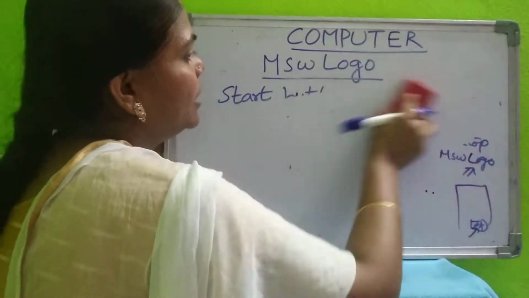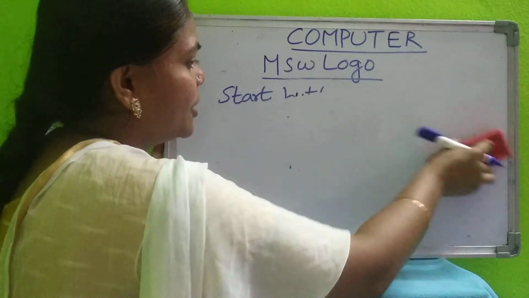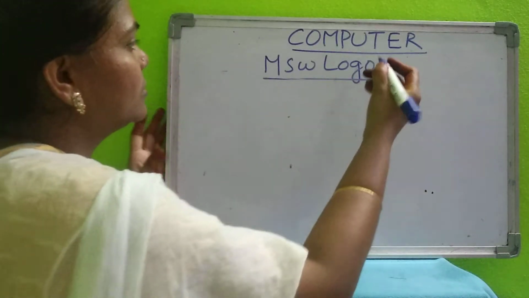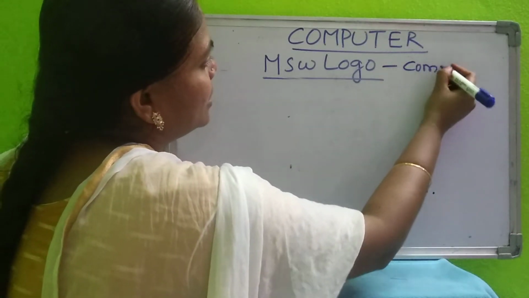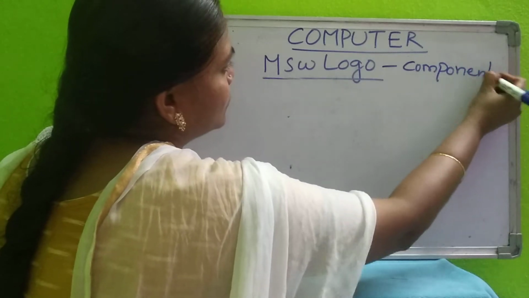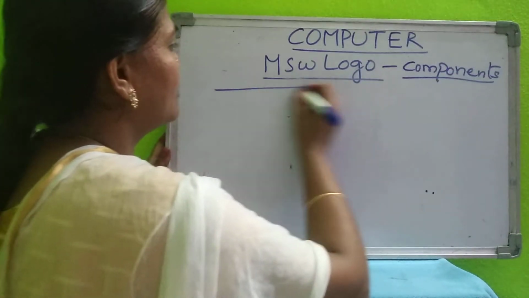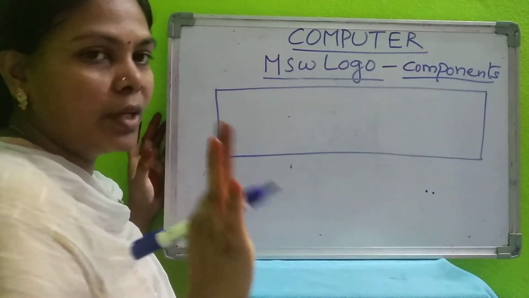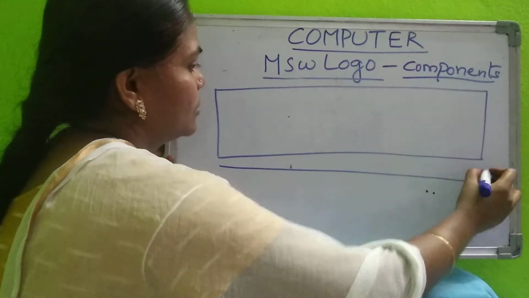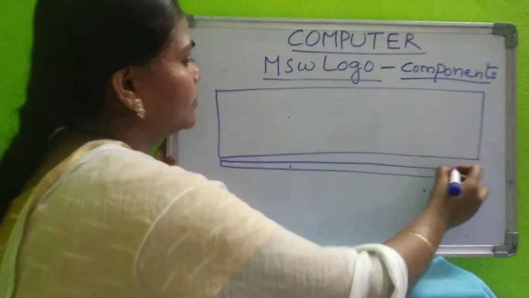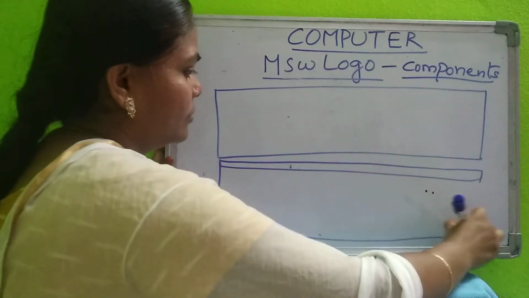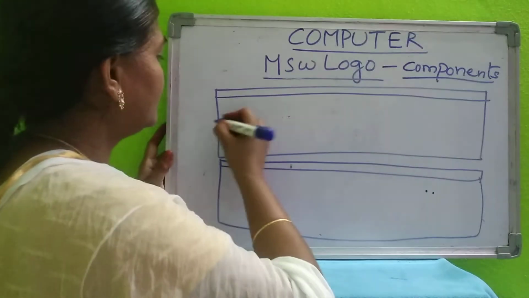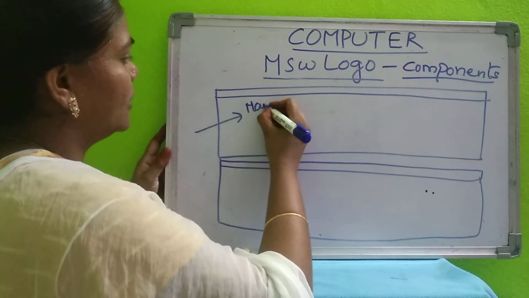After opening, a separate window will be displayed for every application, isn't it? Now we will learn the MSW logo components. But in MSW logo, you have 2 windows. Two windows will be open for you. One is the main screen.